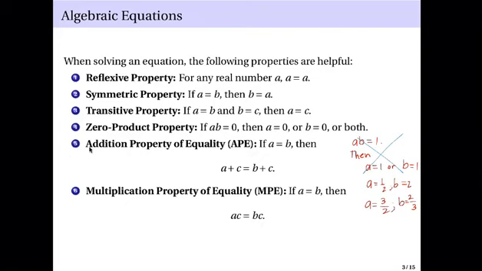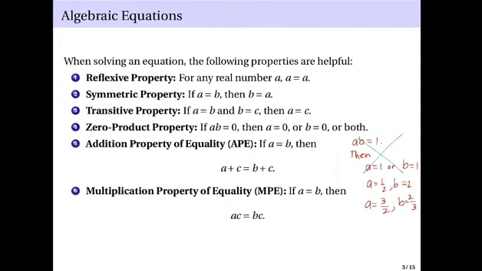Now, let us move to the next property. We call this the addition property of equality. Suppose we have A equals B, then for any number C, whatever number C is, you have A plus C equals B plus C. So if you add something on the left, you must add the same thing on the right to retain the equality. If A and B are equal, what you added on the left-hand side must be added to the right-hand side so that the equality is preserved.